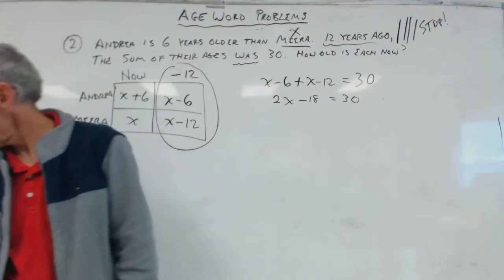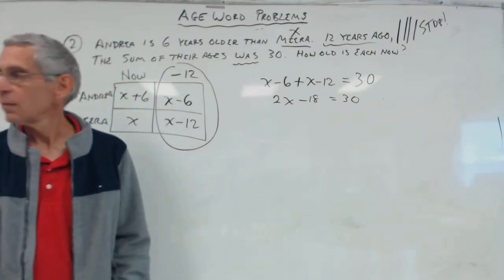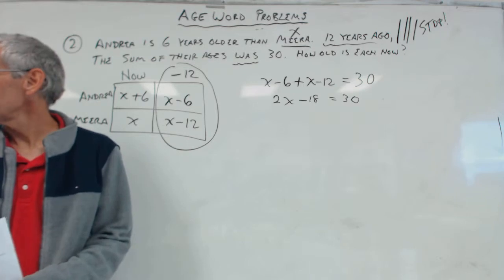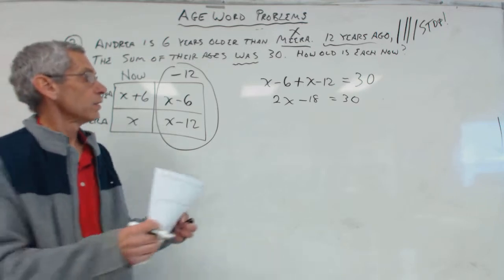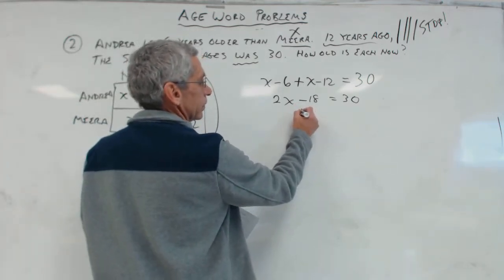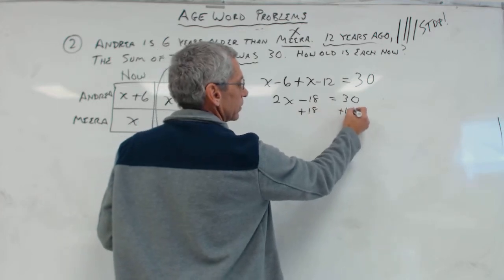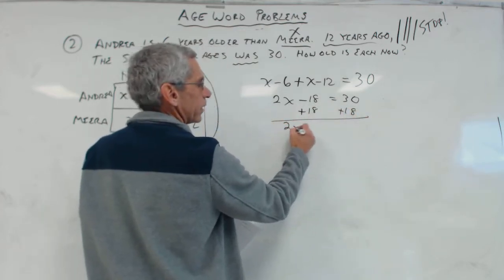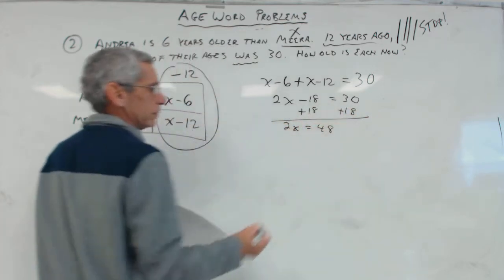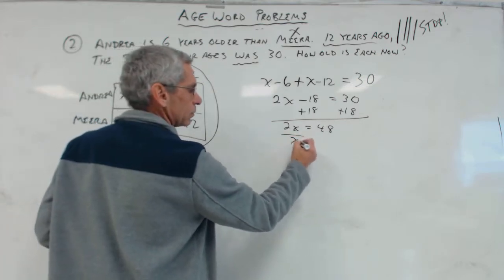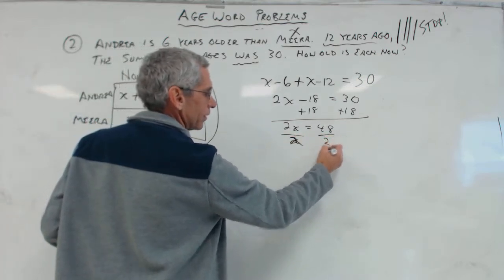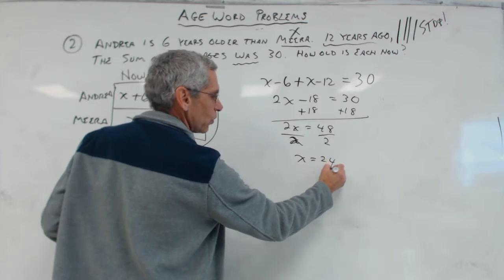Somebody asked the plus 18 question. Negative 18, so you add 18 to both sides. That gives me 2x is equal to 48. So I'm going to divide by 2. X equals 24. X is equal to 24.